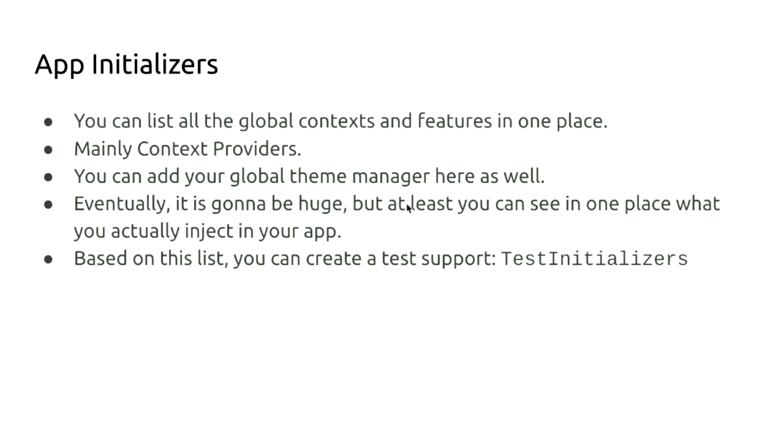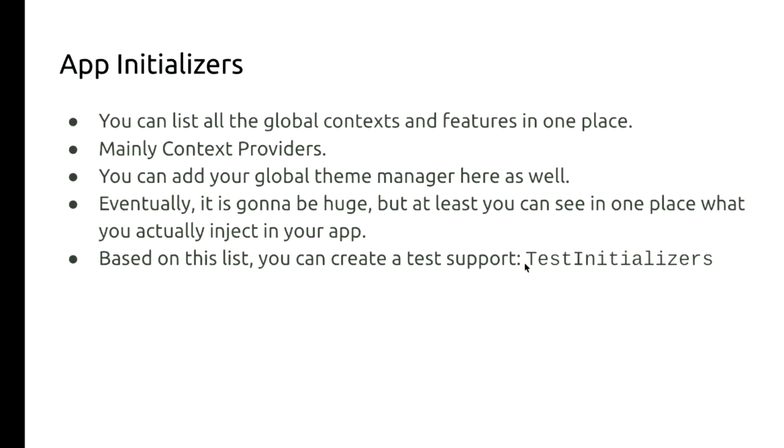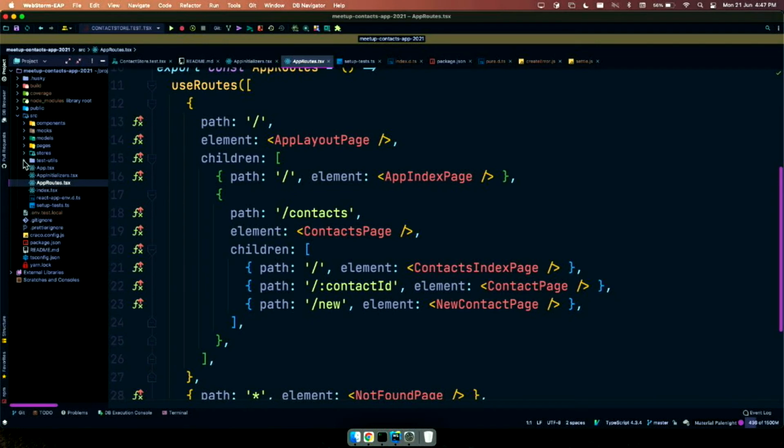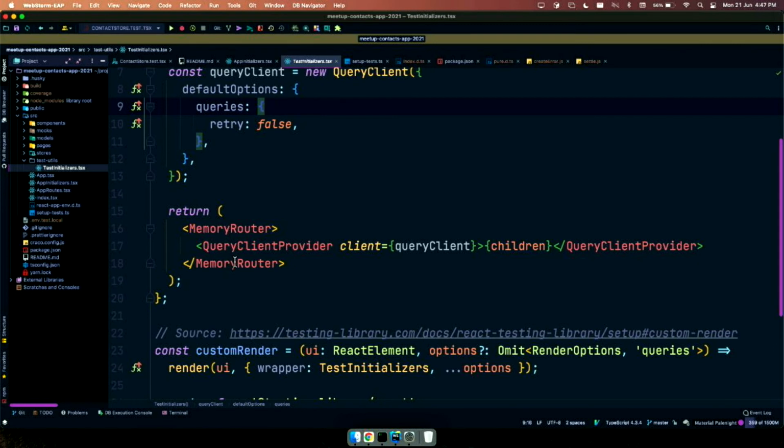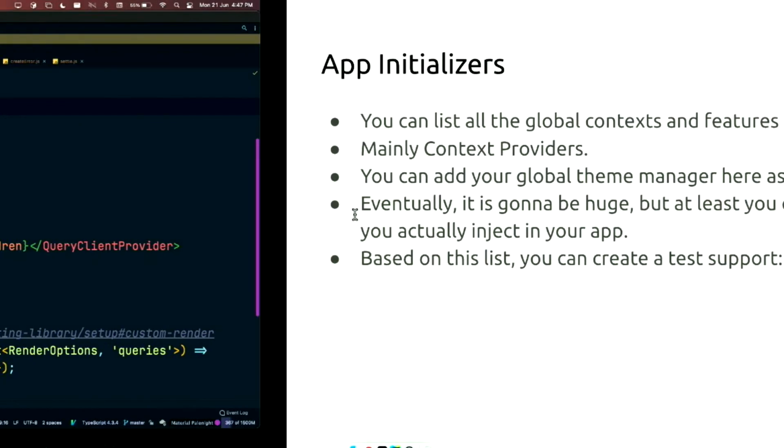And what is amazing also is that if you have certain things you need in your test, you can create test initializers, which mimic the same thing. So for example, you need the router and maybe a query client provider to initialize your test. So you can have these initializers in sync with the app initializers, and you can import them in each of your tests.